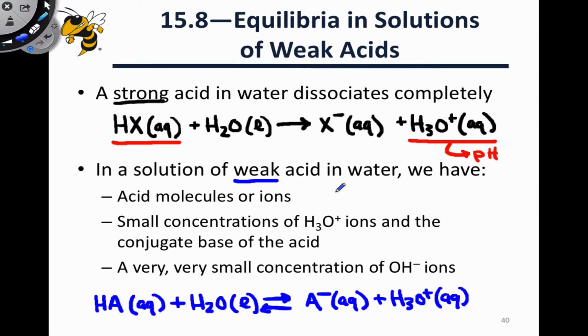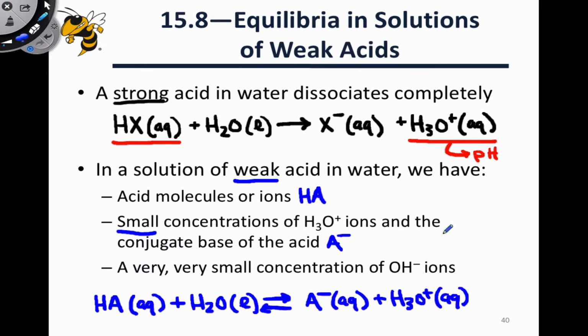In a typical solution of a weak acid in water, we're going to have the acid molecules or ions, HA. We're going to have small concentrations, because of the fact that this reaction doesn't go forward very much, of hydronium and the conjugate base of the acid, which is A minus. And then we're going to have a very small concentration of hydroxide ions.